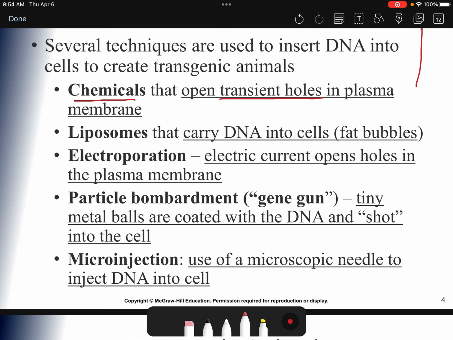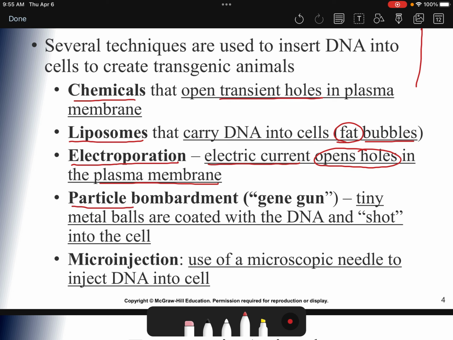Another one is liposomes. If you think of liposuction, we're talking about fat. So liposomes help carry the DNA into the cells on fat bubbles. Okay, remember your phospholipid bilayer, those phospholipids are made up of that fat, or the lipid portion of it, so it allows those to transport through a little bit easier and carry the new DNA in there. Electroporation, like the name kind of suggests, it uses an electric current to again open holes temporarily in the plasma membrane, allowing that DNA to enter.